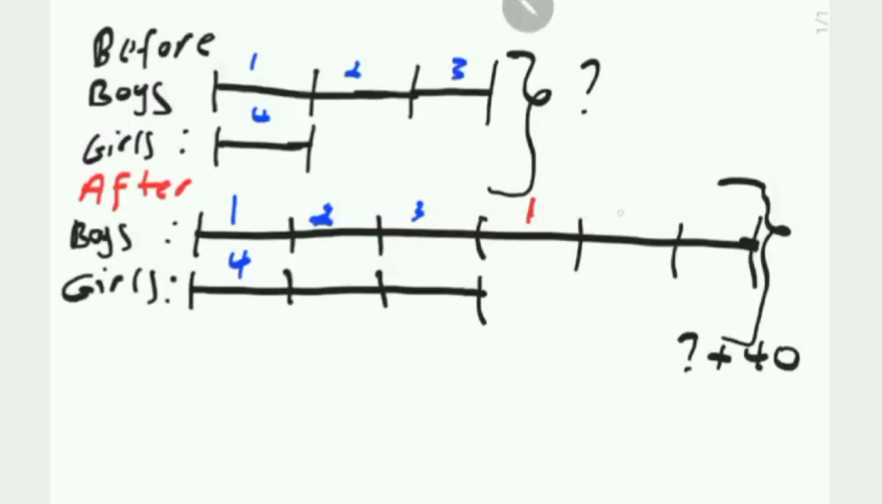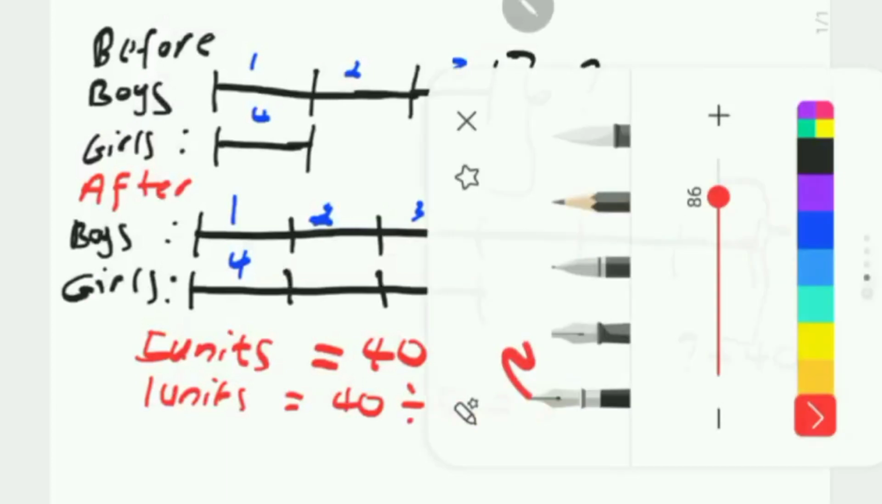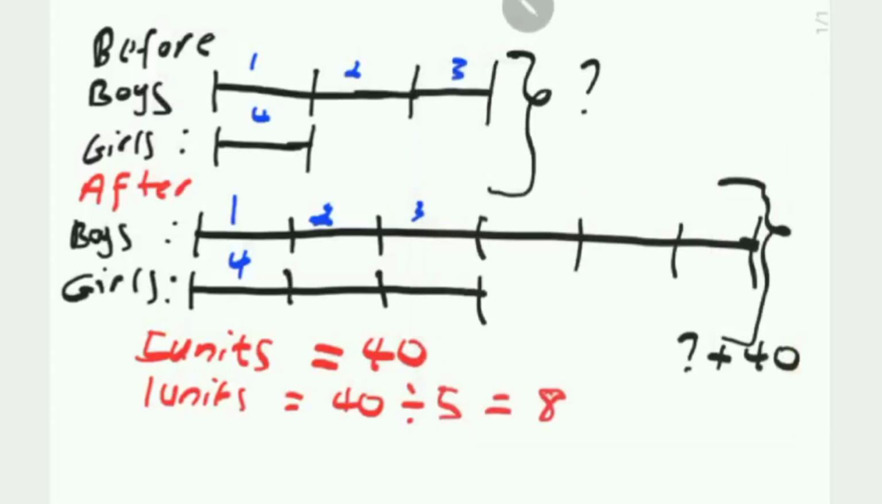So if that's the case, you can say that these units, 1, 2, 3, 4, 5 units, so we could say that 5 units is equivalent to 40. Then 1 unit will be equivalent to 40 divided by 5, giving us 8. So it means that each unit is 8.